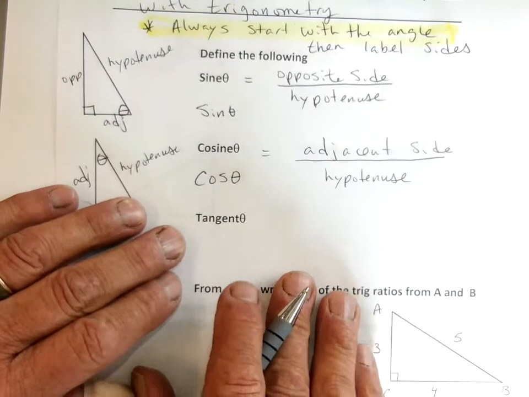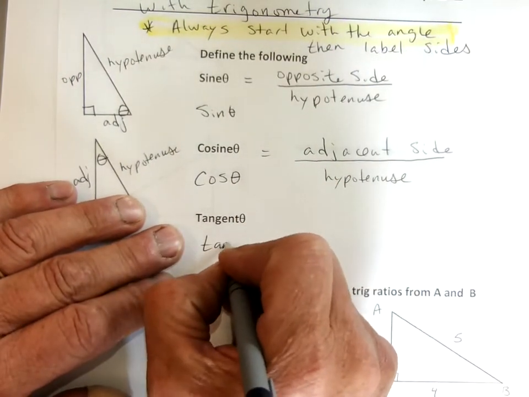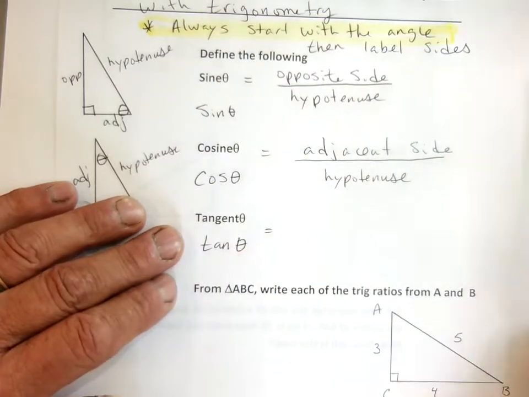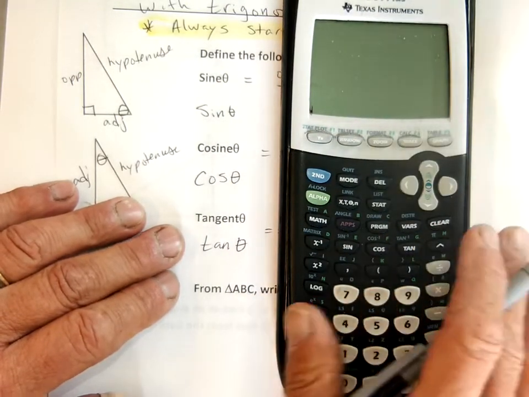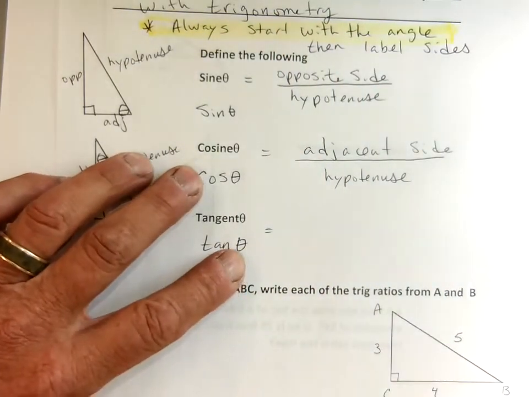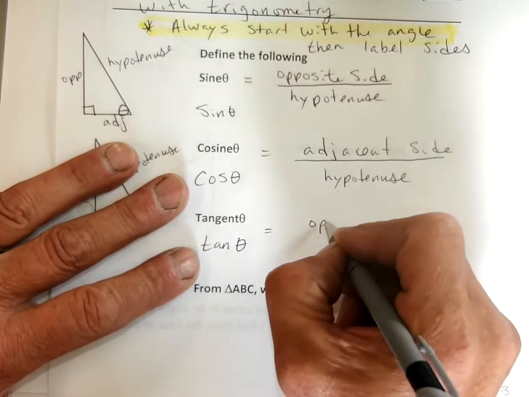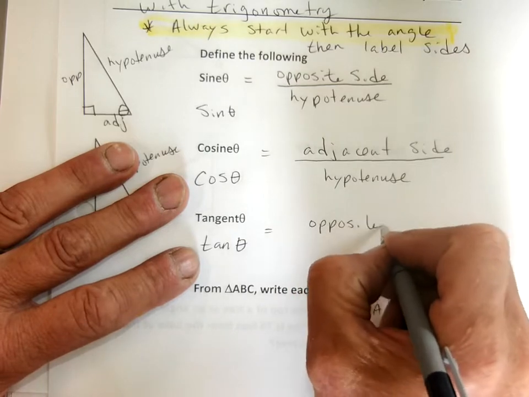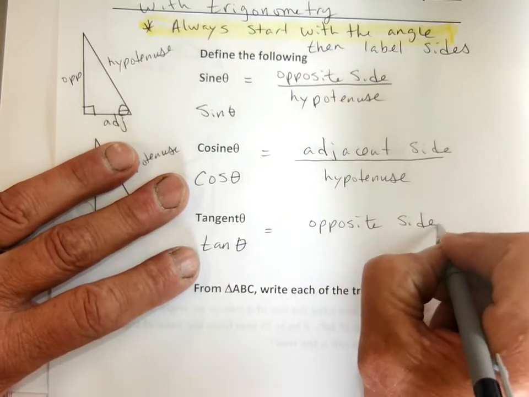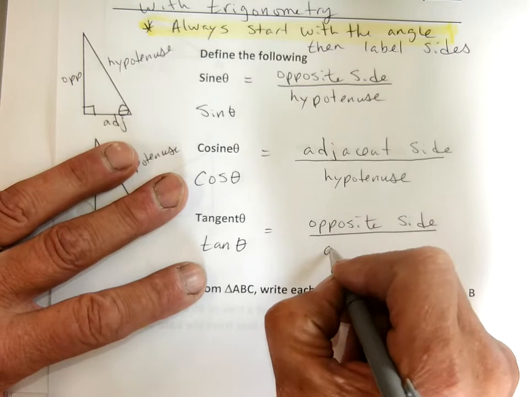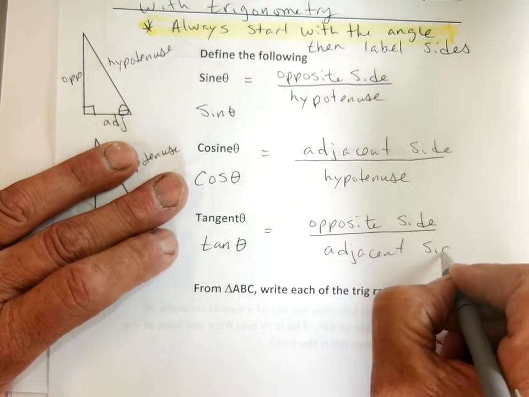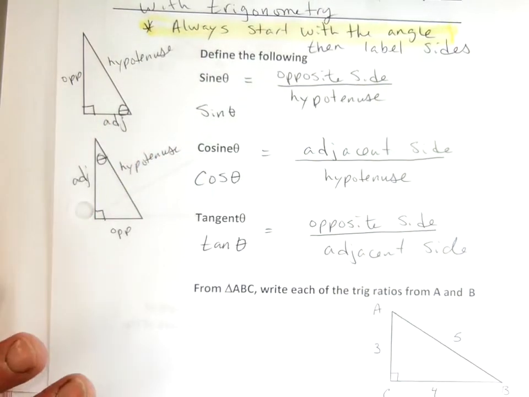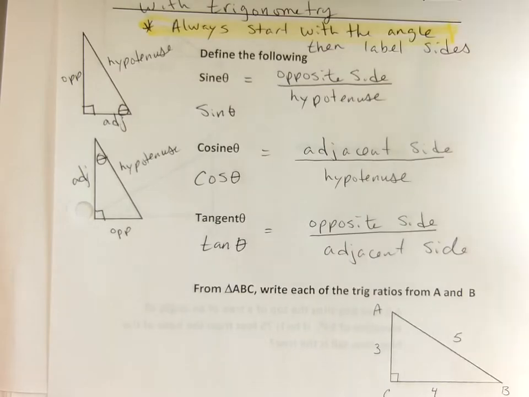And the tangent, but we abbreviate it as tan, and it's on our calculator right there. Our tangent of theta, theta is the angle, is equal to the opposite side over the adjacent side. How am I doing so far? So far, so okay? Am I making sense?